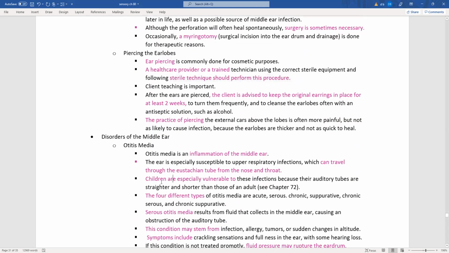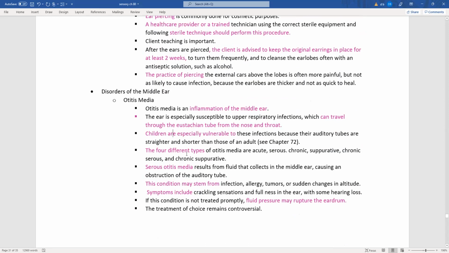Okay, disorders of the middle ear. Now, with disorders of the middle ear, there's otitis media. Otitis media is the inflammation of the middle ear. The ear is especially susceptible to upper respiratory infections, which can travel through the eustachian tube from the nose and the throat. Children are especially vulnerable to these infections because their auditory tubes are straighter and shorter than those of an adult.